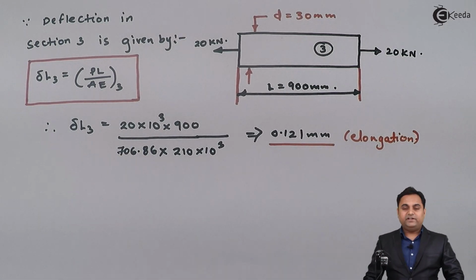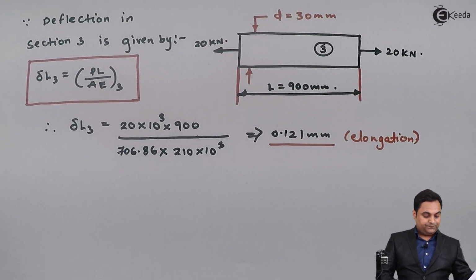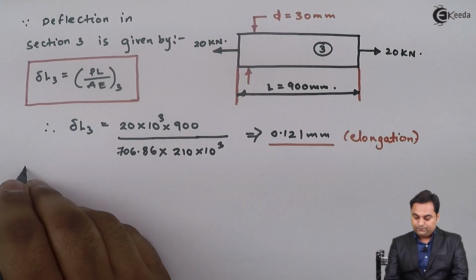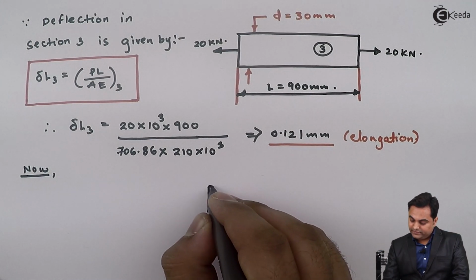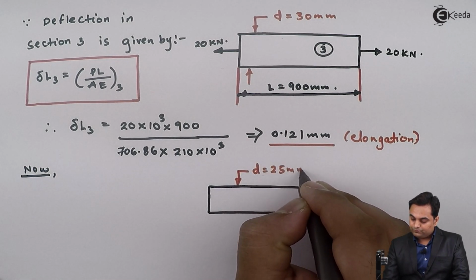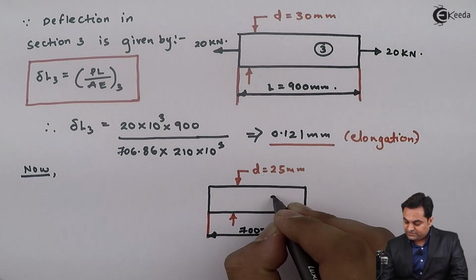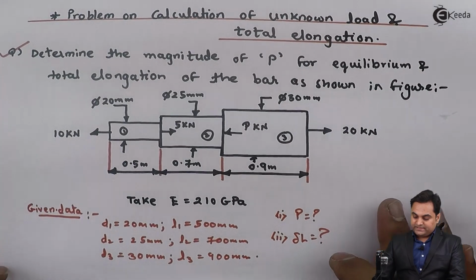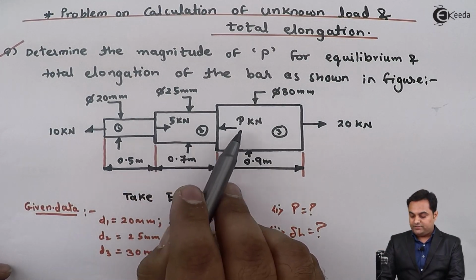Next, after finding the elongation in the first and the third section, now we will separate the middle portion. That middle portion is having a diameter of 25 mm. And its length is 700 mm. This is the second section for us. Now, as we can see, on this second section, there are two load values. One is 5 kilonewton, other is P.